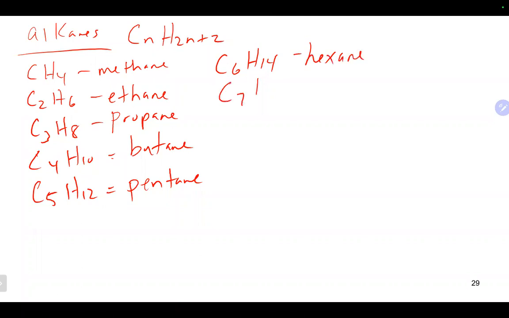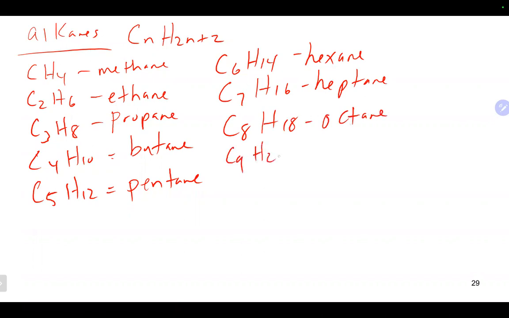7 carbons and 16 hydrogens will get you heptane. 8 carbons and 18 hydrogens is octane. And 9 carbons and 20 hydrogens is nonane. And 10 carbons and 22 hydrogens is decane. These are all alkanes, A-N-E. They all end in A-N-E.